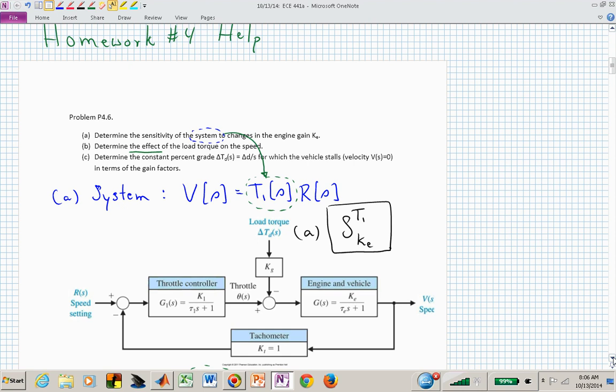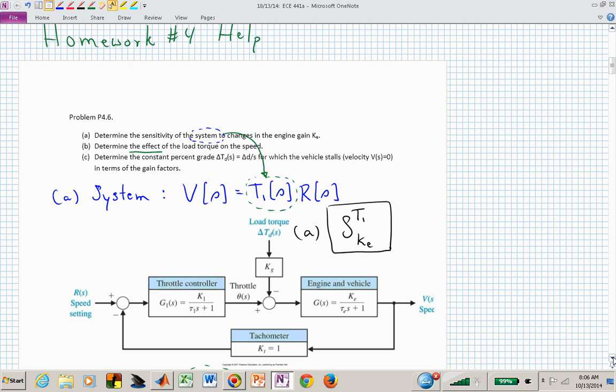Here it's determine the sensitivity of the system to changes in the engine gain, K_E. And the system actually has a couple of inputs. So what is the system that they're referring to? You kind of have to understand what the textbook authors mean by the system. Well, in this first part, part A, the system means the transfer function between the speed setting R and the speed of your vehicle.